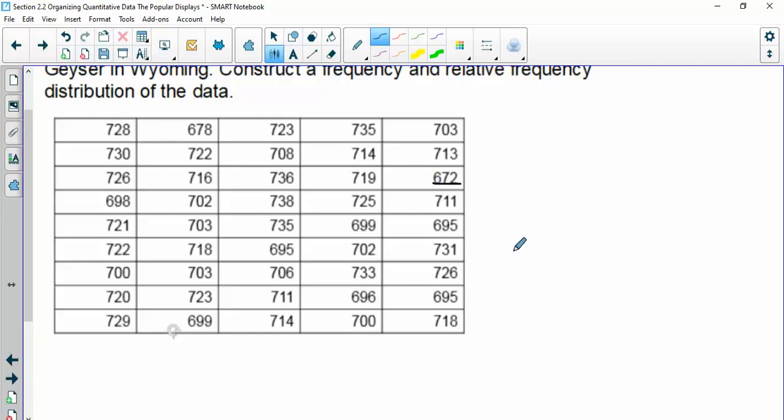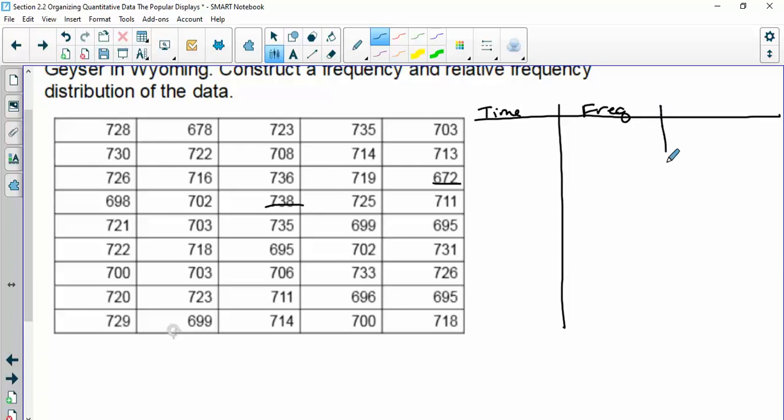Okay. What's our highest value? 738, is that the highest? So sometimes I might tell you what to use for the classes. Here I really don't, so we have to come up with that on our own. So our time will be a range of values. And then we need to do the frequency and relative frequency.